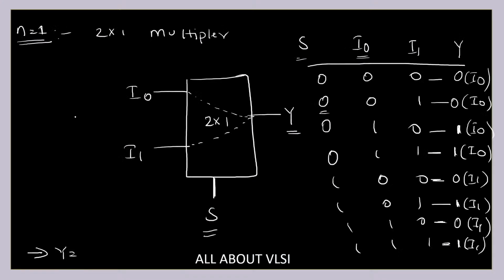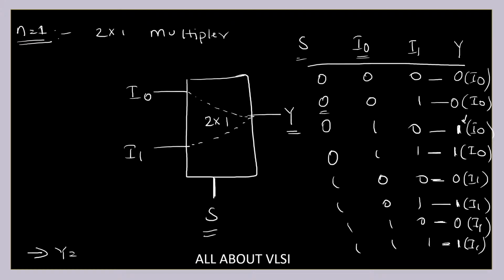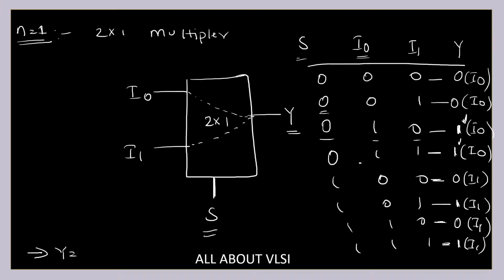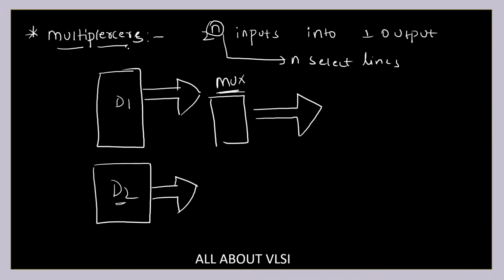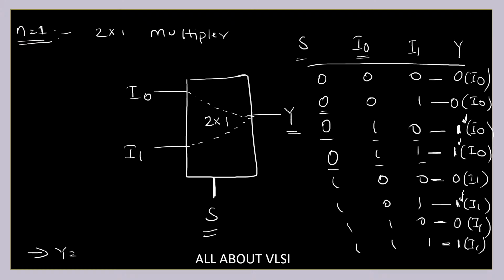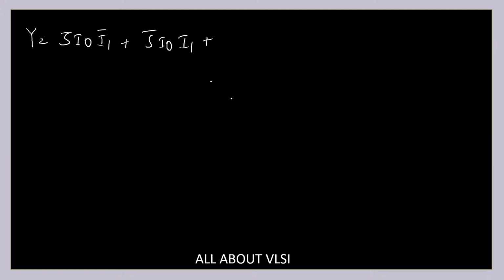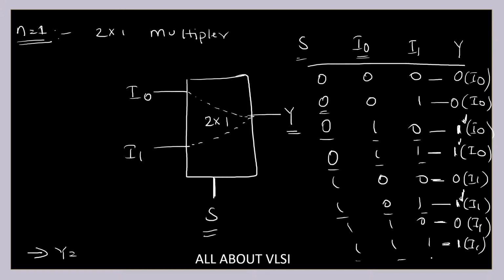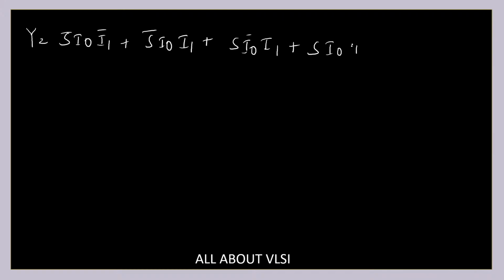Okay, so let me write it down. What are the minterms I'm going to have for y? I can see my output y is equal to 1 for S bar I0 I1 bar, plus S bar I0 I1, plus S I0 bar I1, plus S I0 I1. So this is the equation which I'm going to get from the truth table.